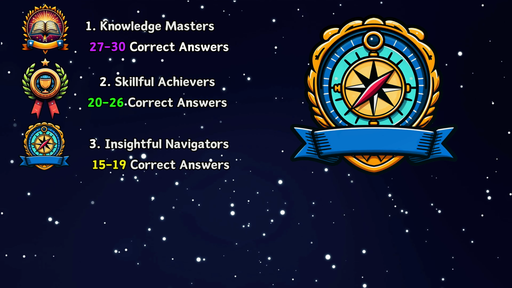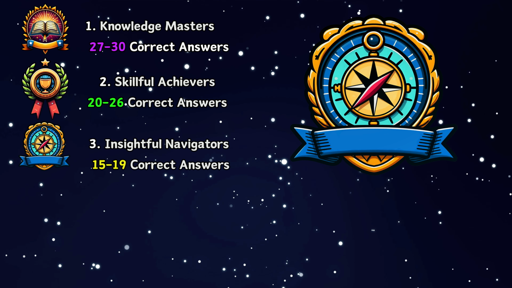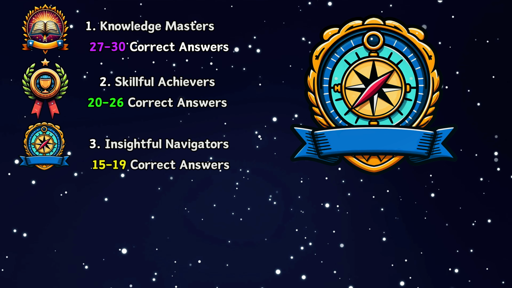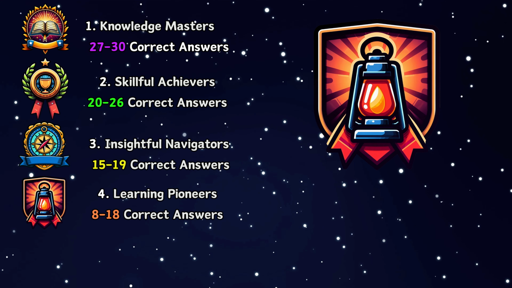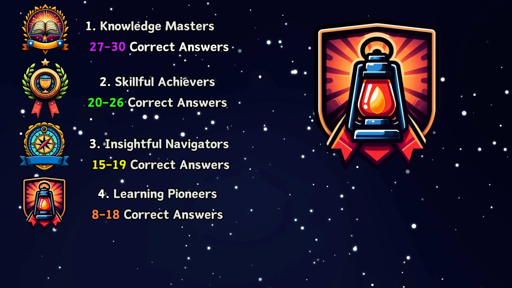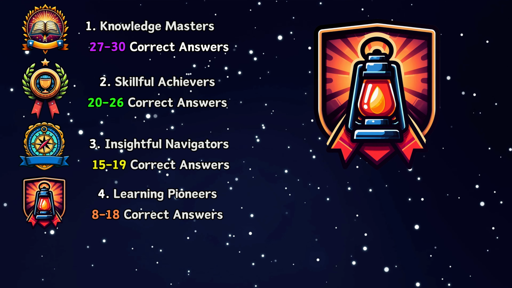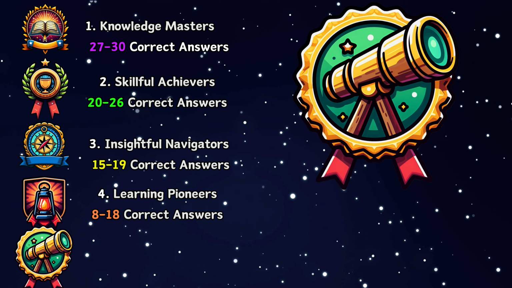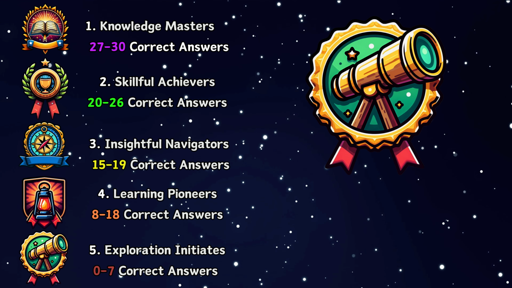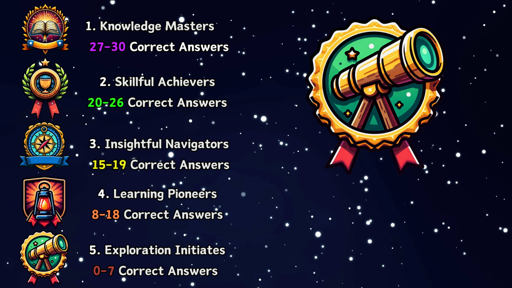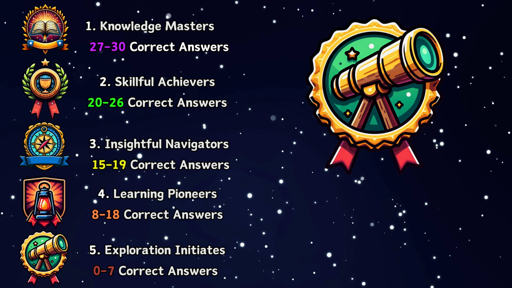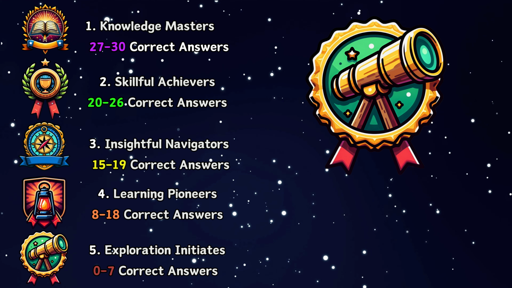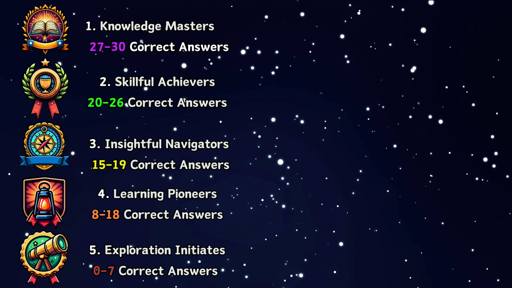To the insightful navigators, your knack for judgment and insight is truly commendable. Well done. Learning pioneers, embrace the journey of discovery. Every correct judgment brings you one step closer to mastery. And lastly, to our exploration initiates, remember that every attempt is a valuable opportunity to grow and improve. Keep exploring.